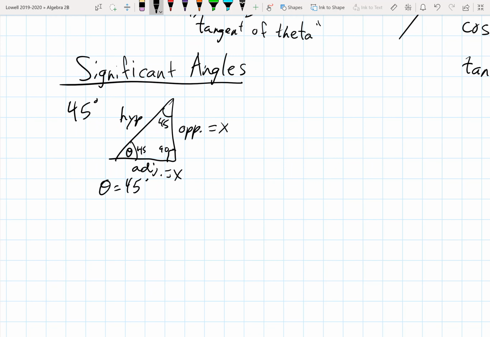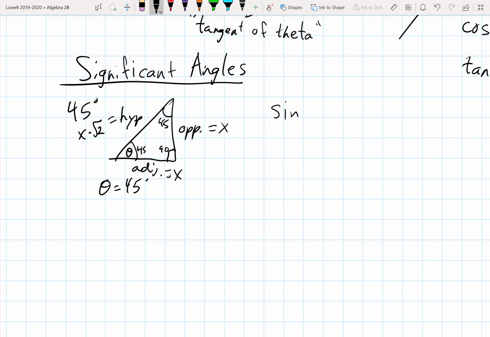With a little bit of Pythagorean theorem, we could actually see that the hypotenuse is equal to x times the square root of 2. And I didn't show the algebra step, but you might want to take a minute, and if you're not sure of that, convince yourself that that is the case, because it is the case. Okay, so now we have that.